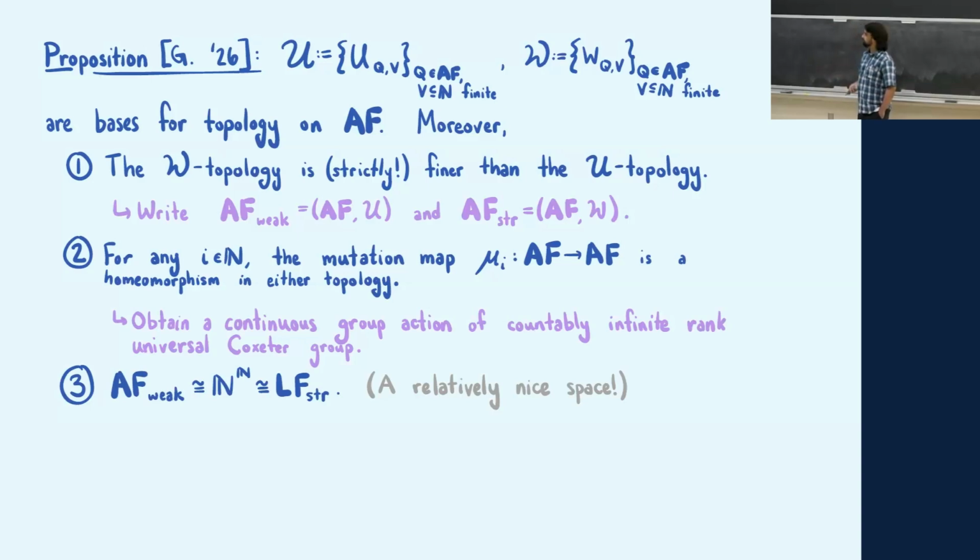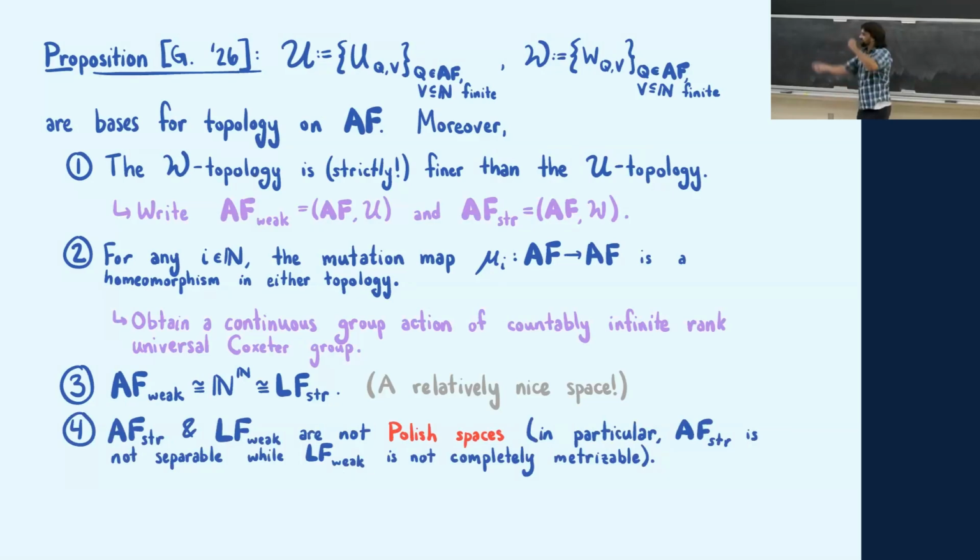Okay, for two of these spaces, the weak topology on the whole space AF and the strong topology on the subspace LF, you get this really nice space called the Baire space. This is the space of infinite sequences of natural numbers. If you don't really like thinking about product topologies, this is homeomorphic to the space of irrational numbers between 0 and 1, though not in any nice symmetric way. And also the cross terms in that square, if you want to think of it like that, are not even close to being this kind of space. Formally, they're not Polish spaces. They have some bad topological features.